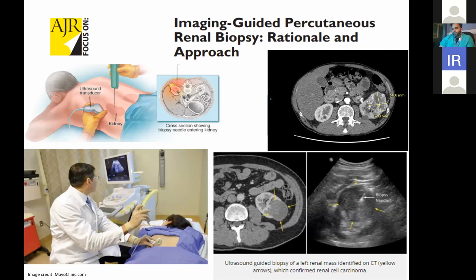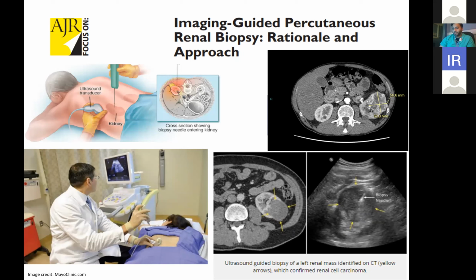So when it comes down to sampling this, some people just may say, well, there's a mass in the kidney, just go straight to surgery and take it out. So there is an argument for getting tissue samples, be it through CT guided or ultrasound, and the choice of modality to obtain tissue samples can vary.